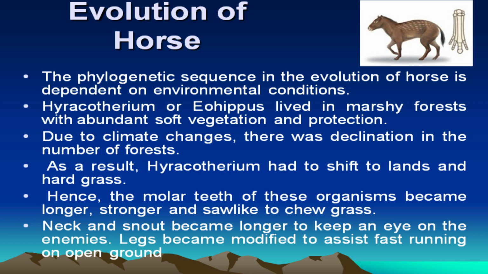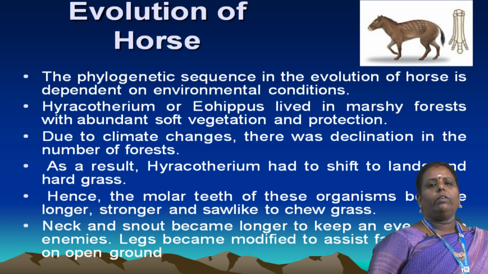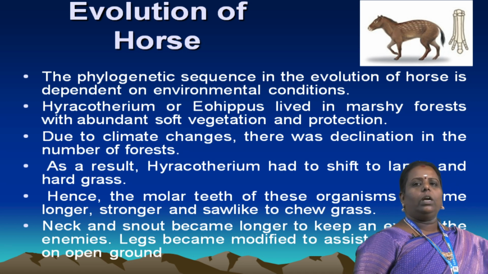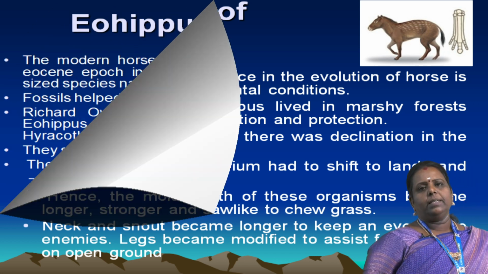At the same time, the legs became modified to assist fast running in the open ground. That is very important for the running of the horse. After that, we also use the modern horse for running purposes.